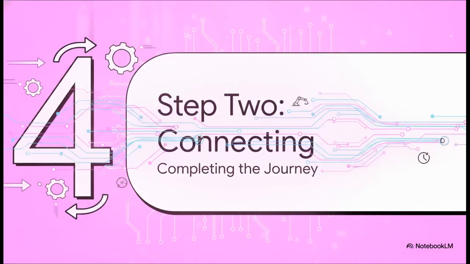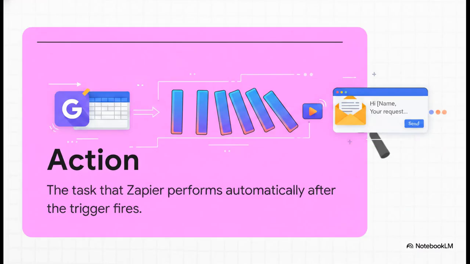Section 4. Step 2. Connecting the action. Completing the journey. With our data beautifully formatted and totally ready to go, we pivot to the final phase of our step-by-step guide. This is where the transformed data is actually put to work, executing our desired outcome completely automatically in the background. An action is the task that Zapier performs automatically after the trigger fires.